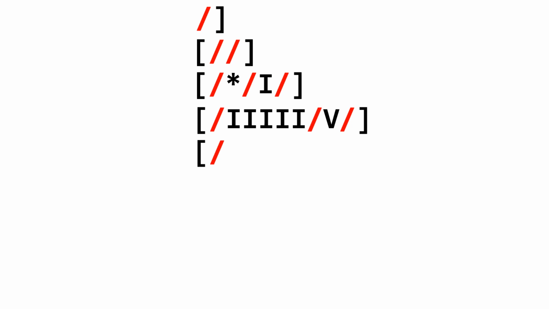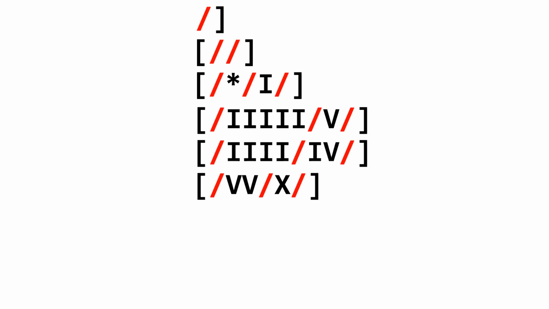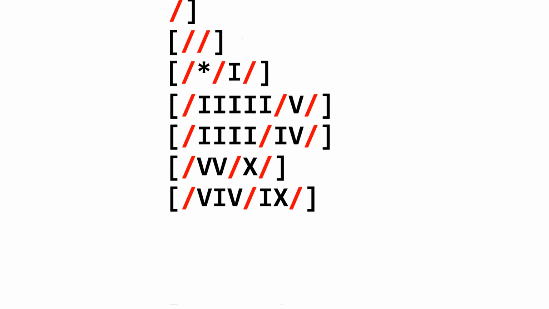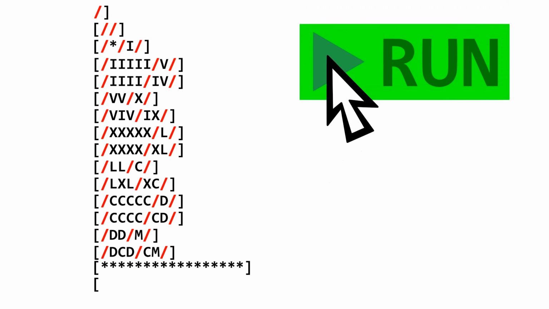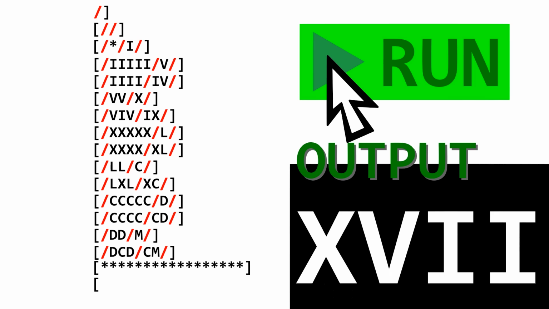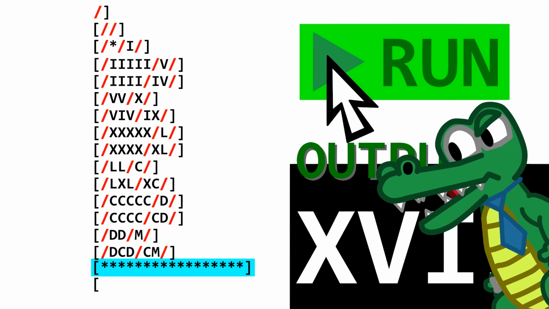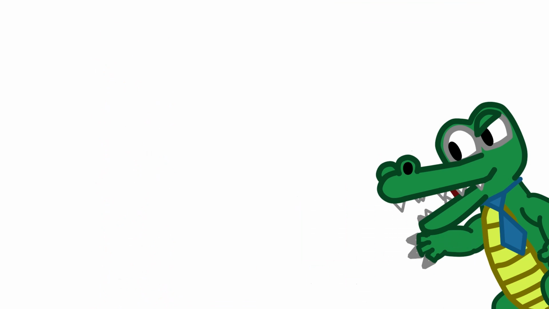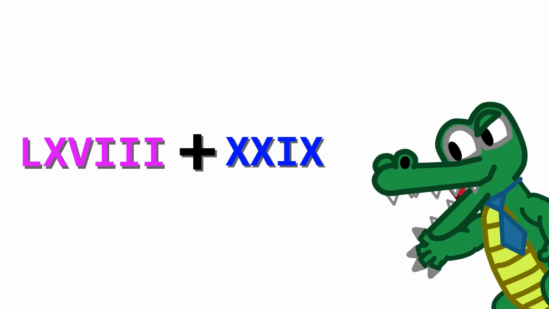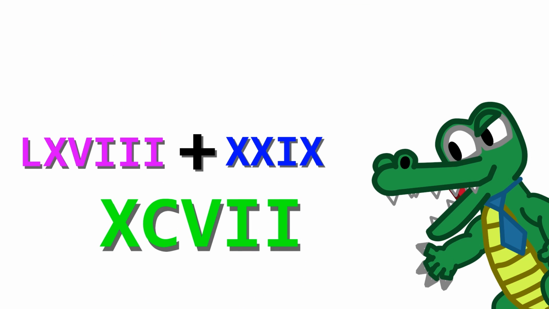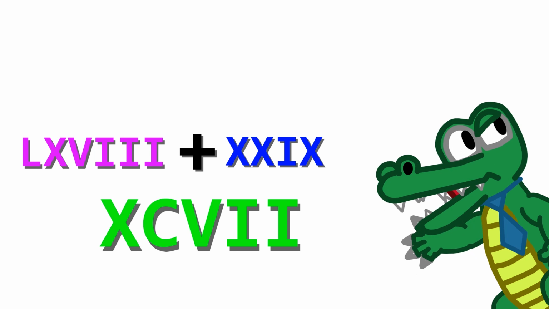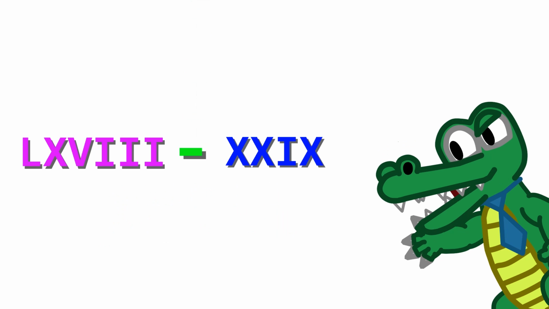The one following that will replace 4 I's with IV. The next one replaces VV with X. The next one after that replaces VIV with IX, and so on, all the way up to M. Now, when you run the program, a Roman numeral is outputted based on the number of asterisks between these two square brackets. Well, that's less lame, but can you take in 2 Roman numerals, add them together, and output a new Roman numeral? Basically, I'm asking you to make a calculator, so do subtraction too, why not?